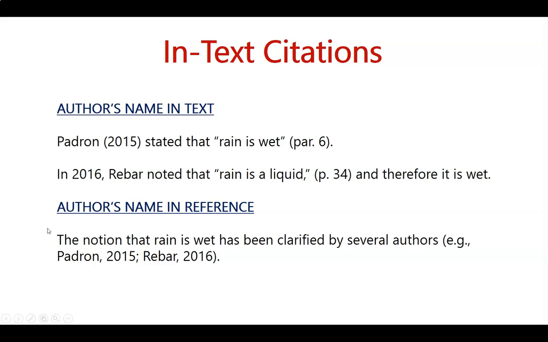Sometimes you have multiple authors that may be making claim of the same fact or facts, and so you would do this type of format. The notion that rain is wet has been clarified by several authors. For example, e.g., notice the periods, comma, that's one of those Latin abbreviations that I noted in the online resource guide. And then I'm showing the first author. Remember, it's not a direct quote, so all I need is the author's name and the year, a semicolon to separate authors, and then the next author, and my sentence with a period.